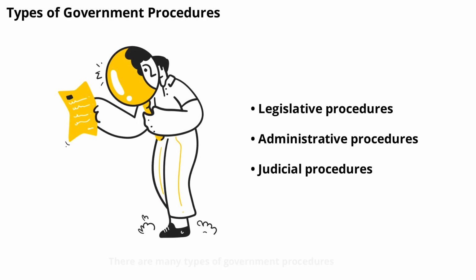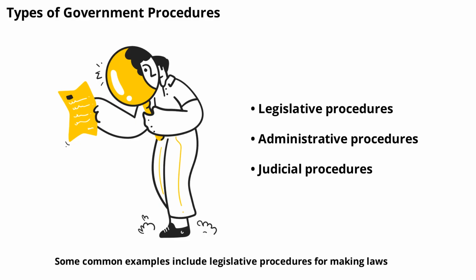There are many types of government procedures, depending on the task at hand. Some common examples include legislative procedures for making laws, administrative procedures for managing government programs, and judicial procedures for handling court cases. Each type has its own set of rules and steps tailored to the specific needs of that area. Understanding the differences can help you navigate government processes more easily.